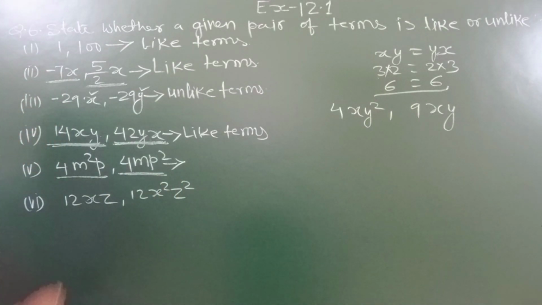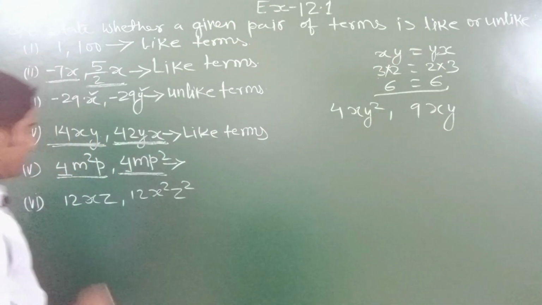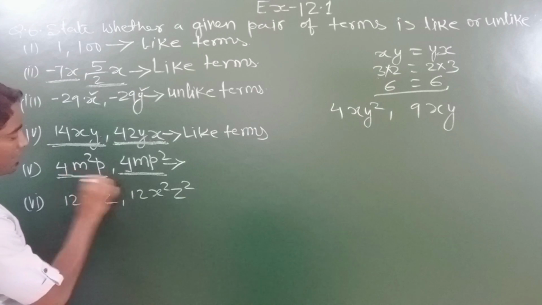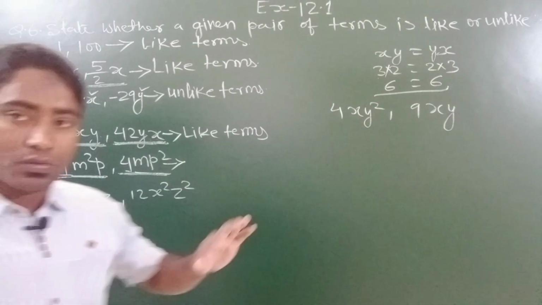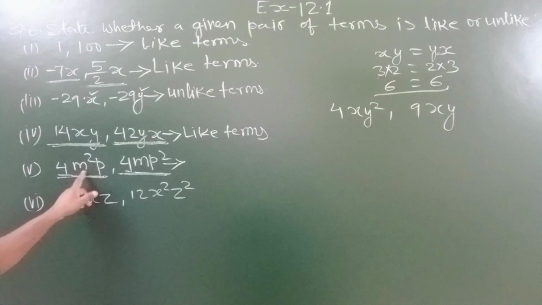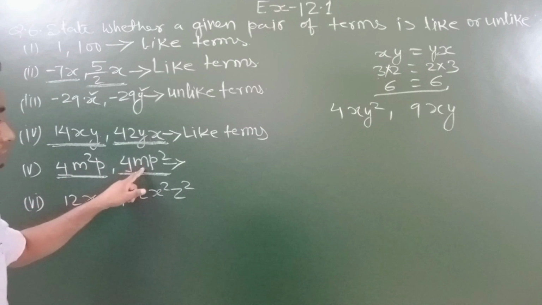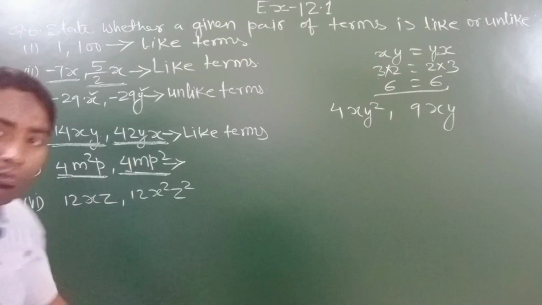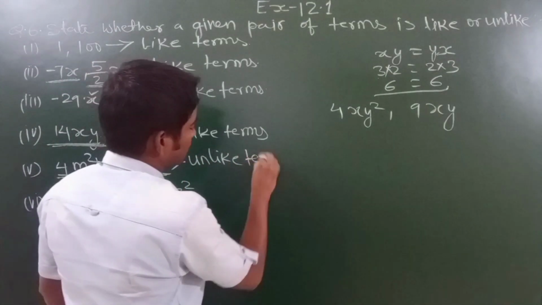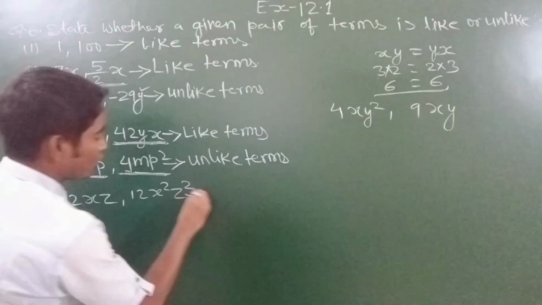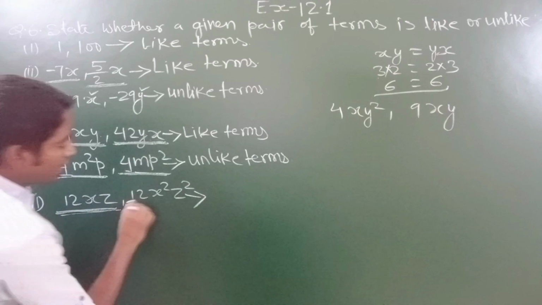Now moving to the next pair, students: 4m square p and here 4mp square. The coefficient is the same, but we need not look at the coefficient. Now moving to the variables, here we have m square p and here we have mp square. Both the terms contain m and p, but here the power of m is 2 and here the power of m is 1 only, and hence both the terms will be unlike terms.